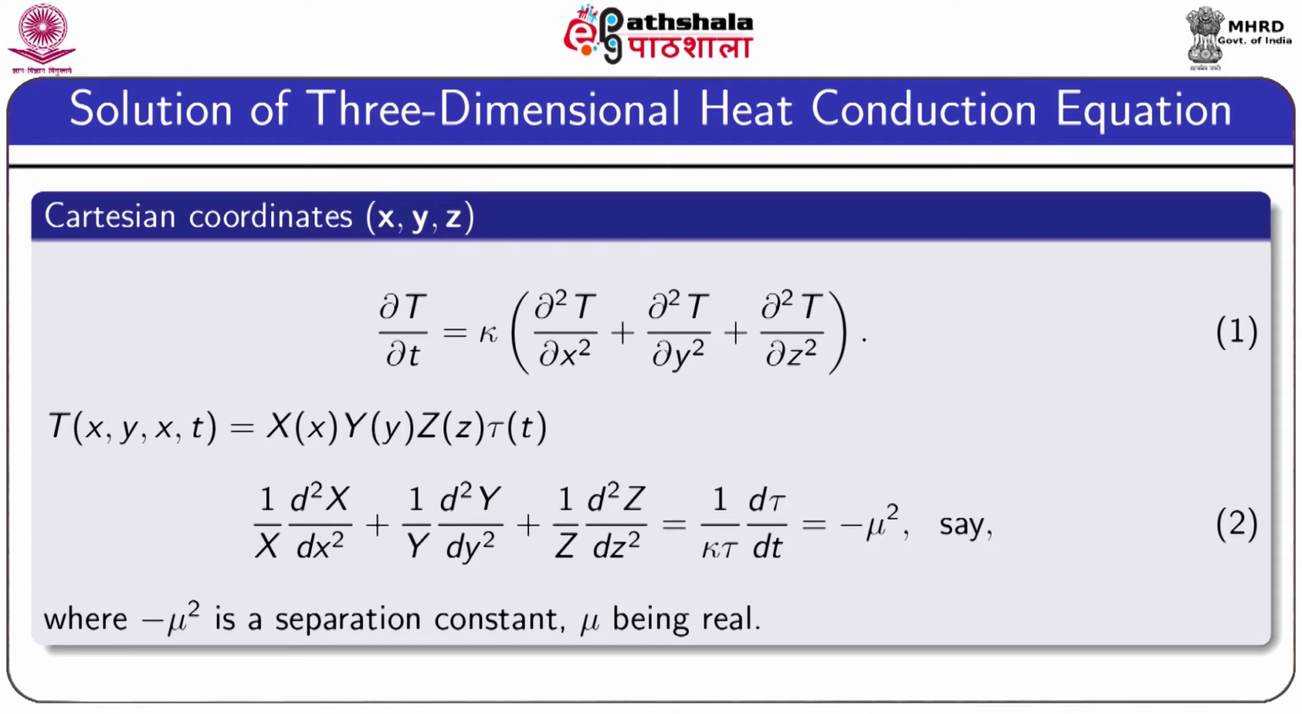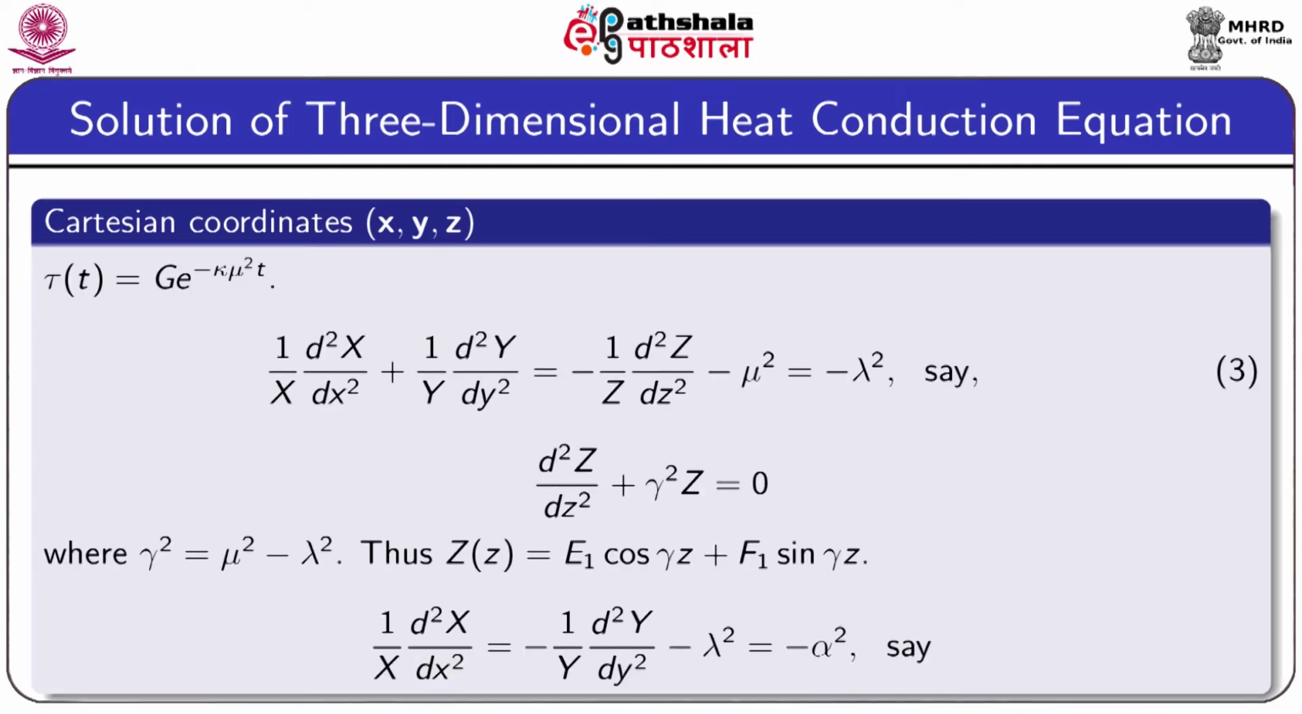First, we separate the function of t, that is tau, to the right side from x, y and z. To get a bounded solution, we assume the separation constant as minus mu square, where mu is a real number. So, from the tau equation, the solution becomes tau equals capital G e to the power minus kappa mu square t, where G is the integrating constant.